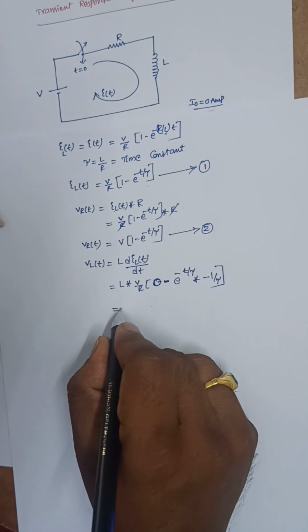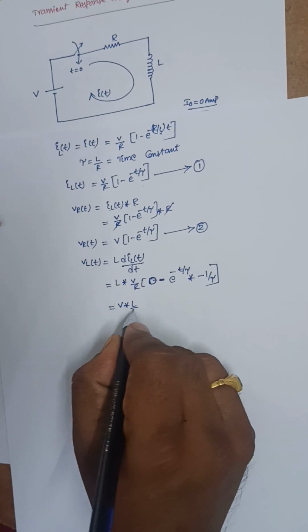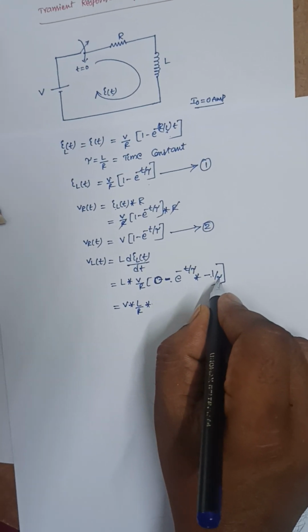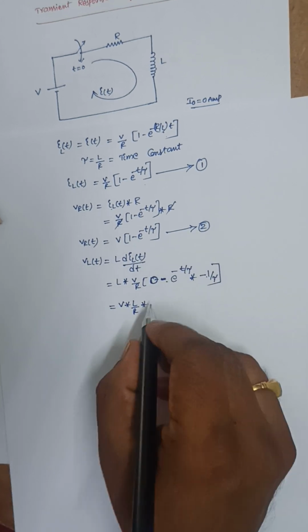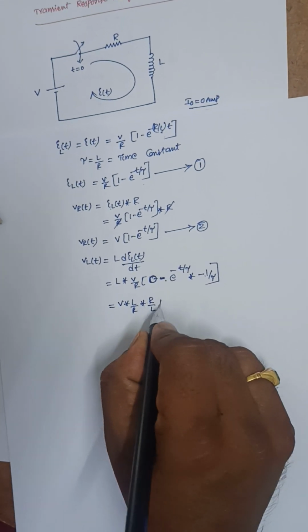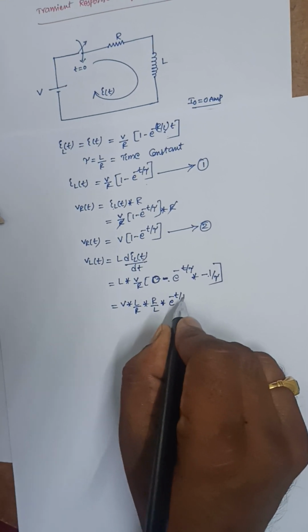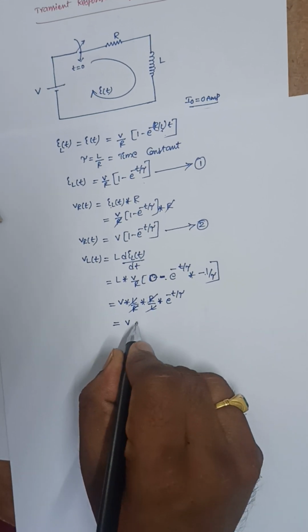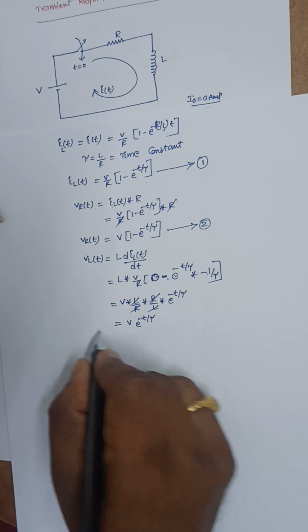So here it is V into L by R. This minus and this minus get cancelled here. 1 by tau, where tau is nothing but L by R, so 1 by tau is R by L, into e power minus t by tau. This R and this L get cancelled. So finally what we got here is V into e power minus t by tau.